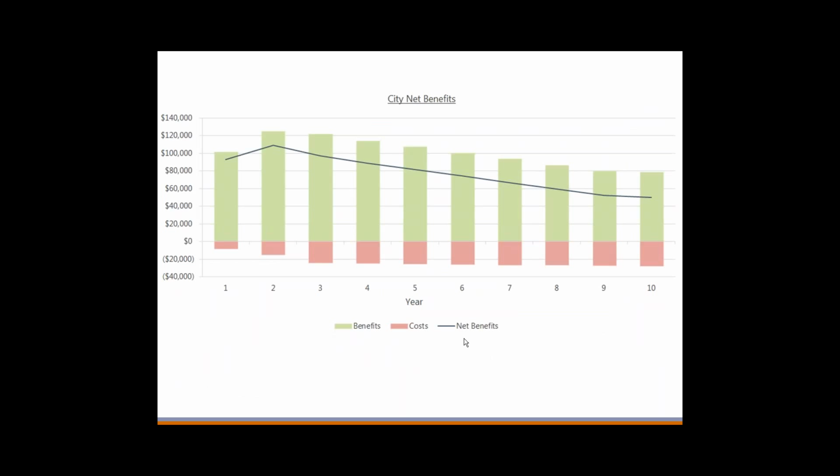In this graph, we can see the benefits, we can see the costs, and we see the net benefits year by year, represented by that dark line through the graph. If I was describing this graph, I'd say it kind of goes up and back down. So in years 2 through 10, you can see the net benefits falling over time.